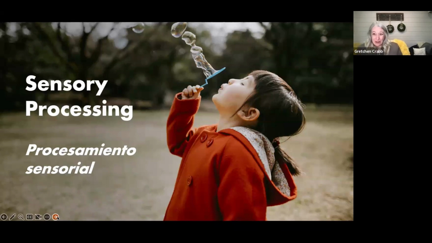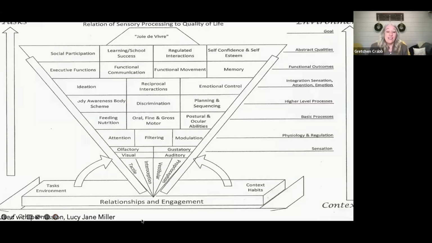So let's talk a little bit about sensory processing. Sensory processing is fully related to everything that we were just talking about. But when it comes to visual processing, what we're talking about is more around how vision interacts with all of the other senses, but also how well we're able to filter out important and unimportant visual information from the environment. Now, I love this graphic. This was a graphic done by Lucy Jane Miller, who gave me permission to share.